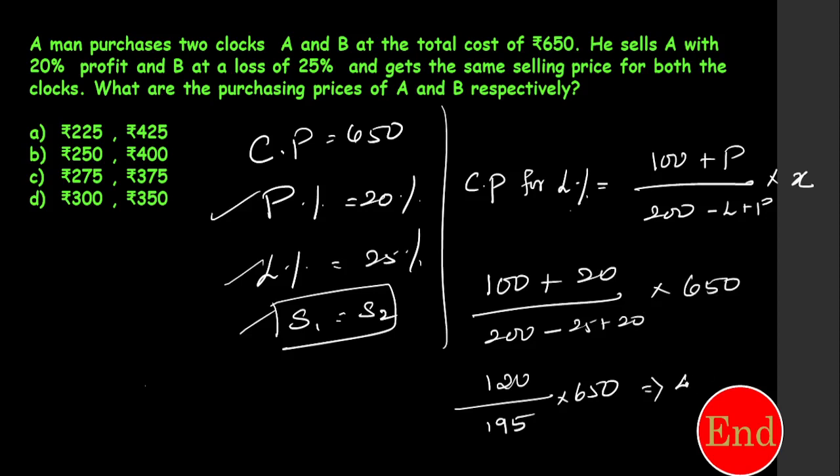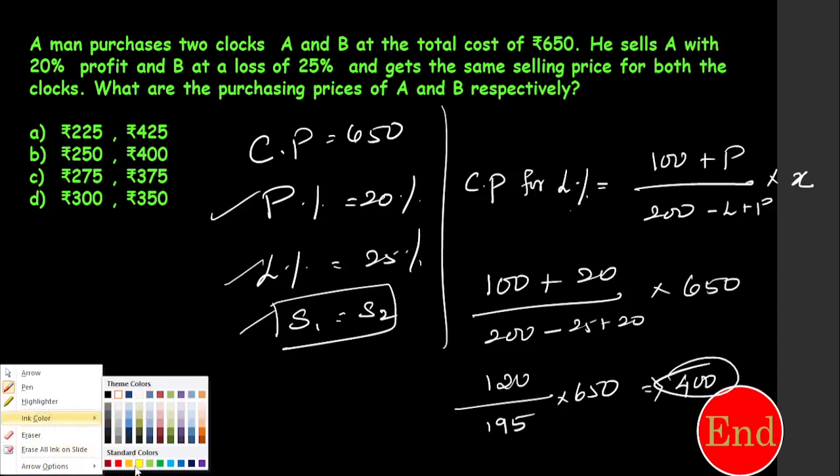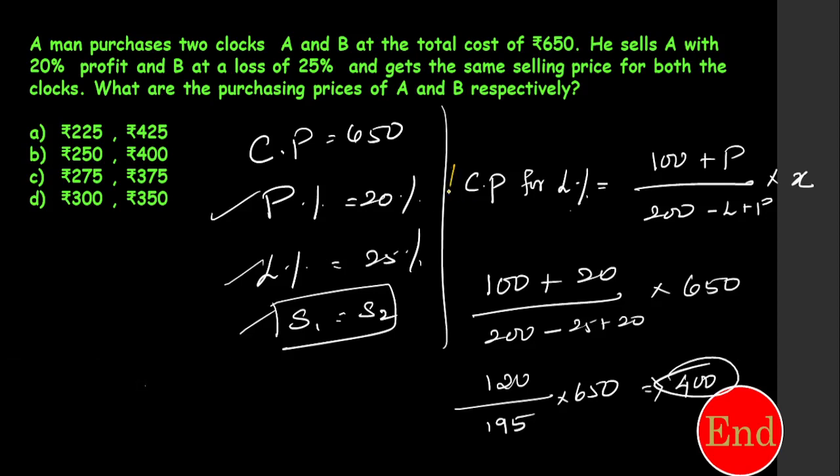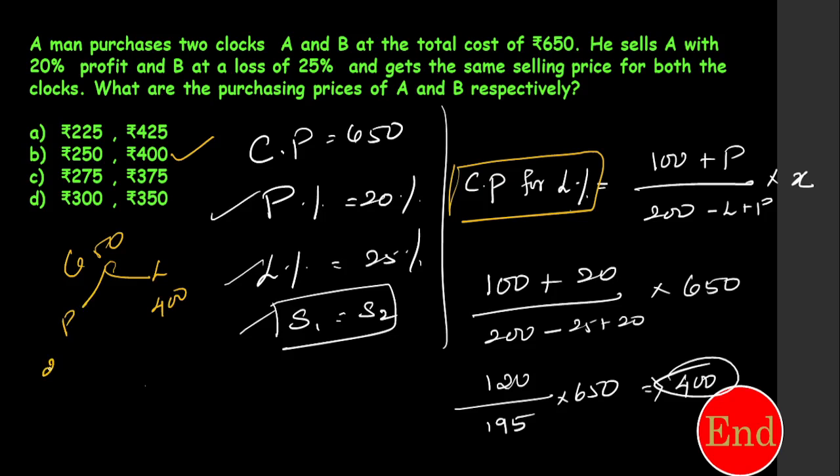400. This 400 is what? In the formula itself I gave the hint. This 400 is nothing but cost price for loss. So loss is 400. So out of 650, loss is 400, means profit gives at what price? 250, remaining 250. So this is the answer, option B.